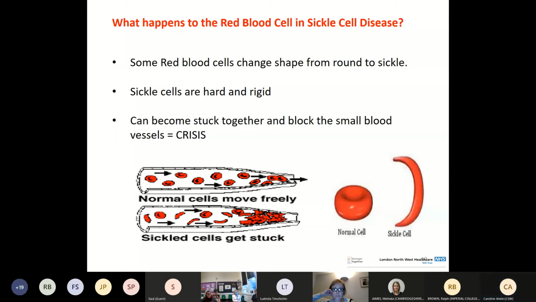What happens to the red blood cell in sickle cell disease? Normally the red blood cells are round and soft, and they can go through the vessels quite easily without us knowing that that's what's happening. But in sickle cell disease, when they give off the oxygen, the red blood cell changes from the nice round shape to become a sickle shape, and in that shape they can block small vessels, and therefore oxygen doesn't get beyond that area, and it causes a crisis.